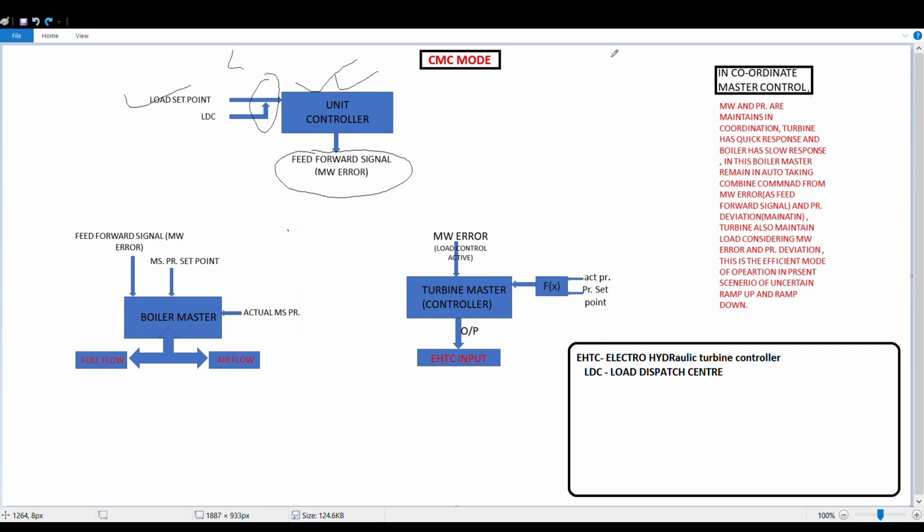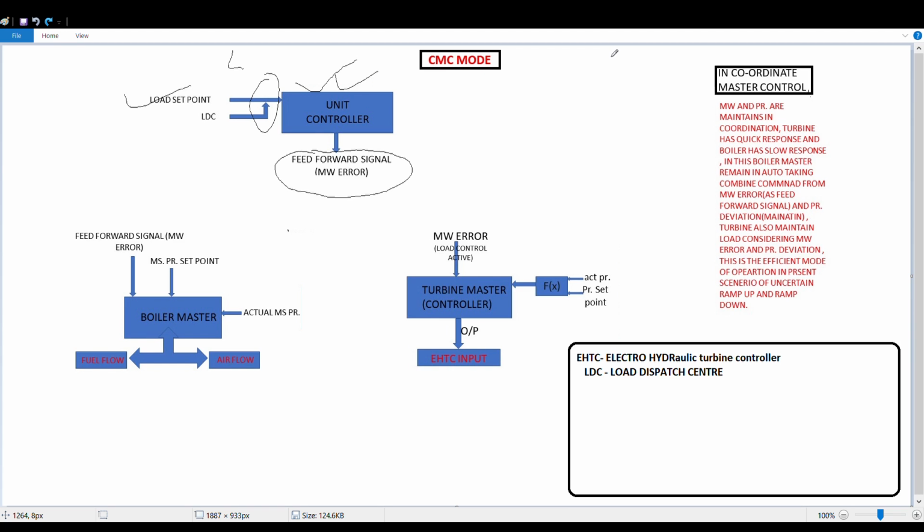So why is CMC mode preferred? Friends, we know that the boiler has a slow response and the turbine has a fast response. The boiler has a slow response because we feed fuel and air, and then it burns, and then it results in a rise of the drum pressure and so the MS pressure. So it takes some time. The time varies from boiler to boiler, in about the range of 8 minutes to 10 minutes.